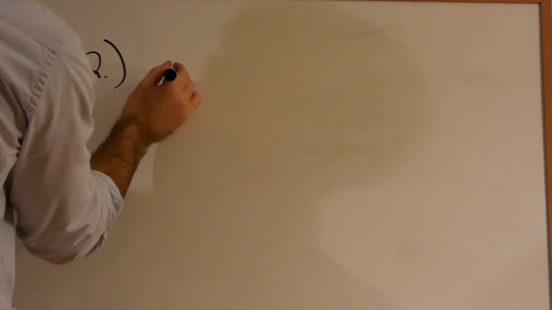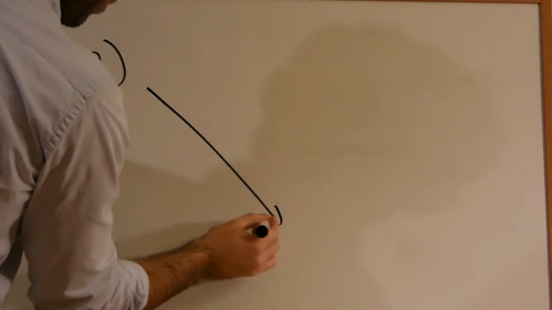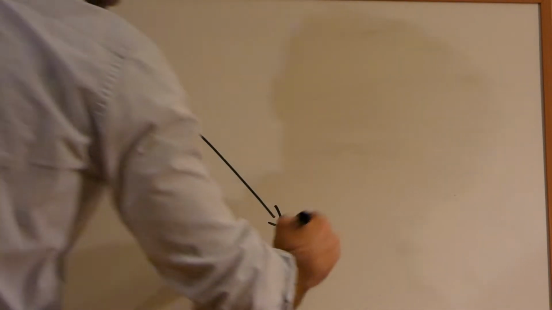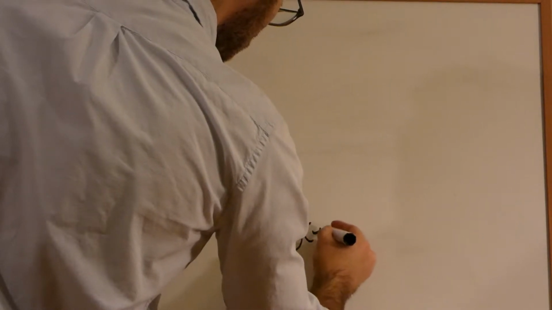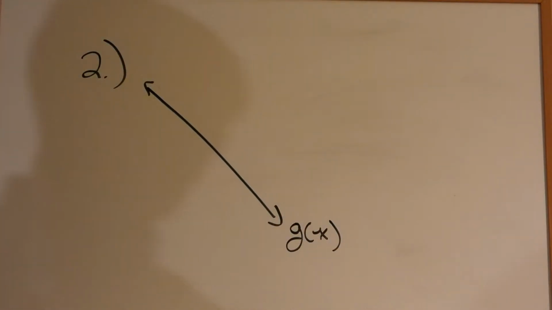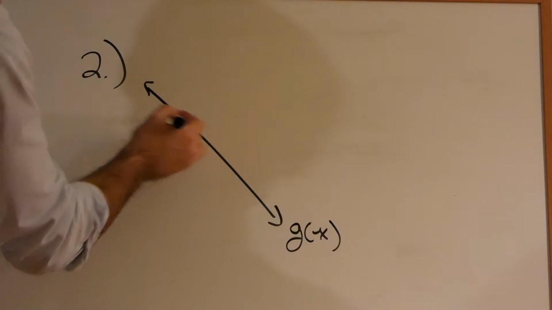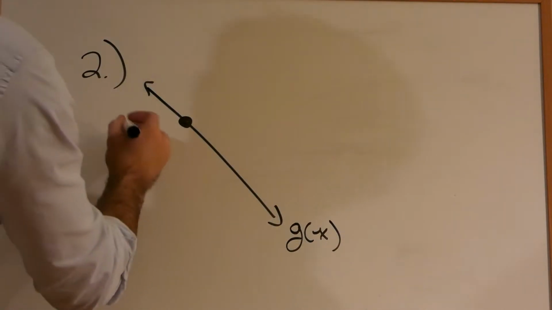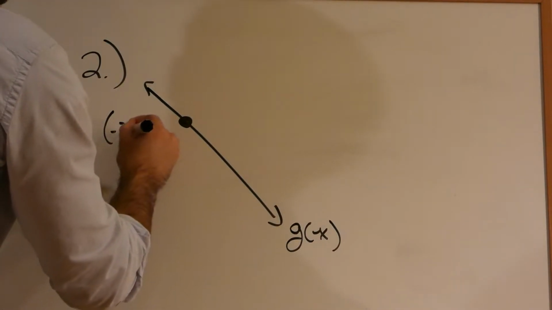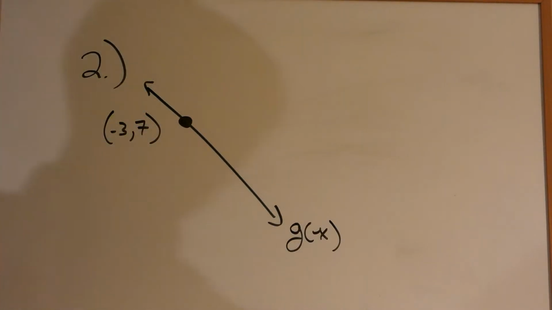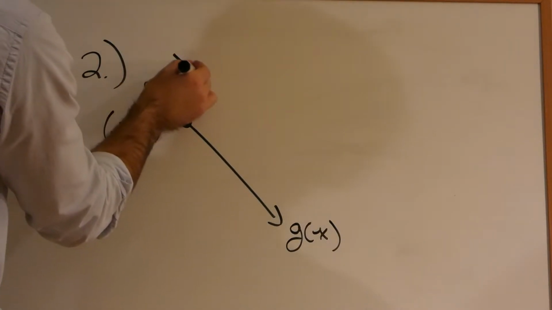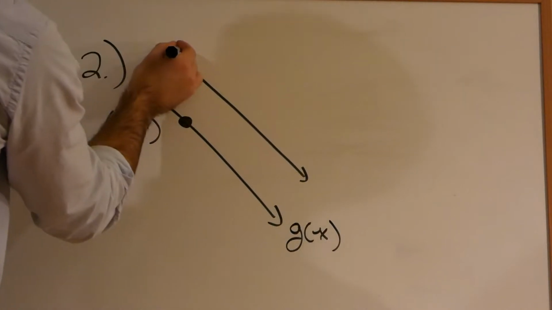For number 2, it's a little bit different of a question. We're still trying to figure out what our function g of x is here. We're given a point that lies on that function right here. It's said to be (-3, 7). And you're also given another function right here, f of x.